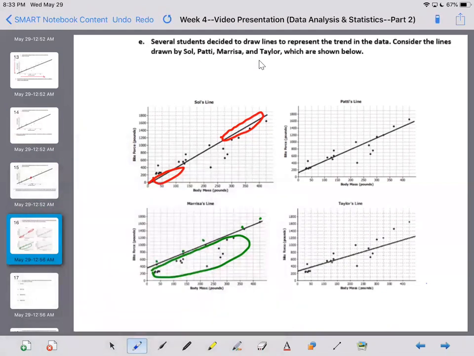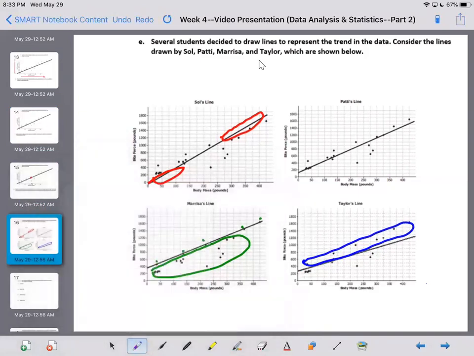it tends to underestimate the bite force of several. So you can see that a lot of these points are below that. So he's underestimating that. Patty's is probably the better one.